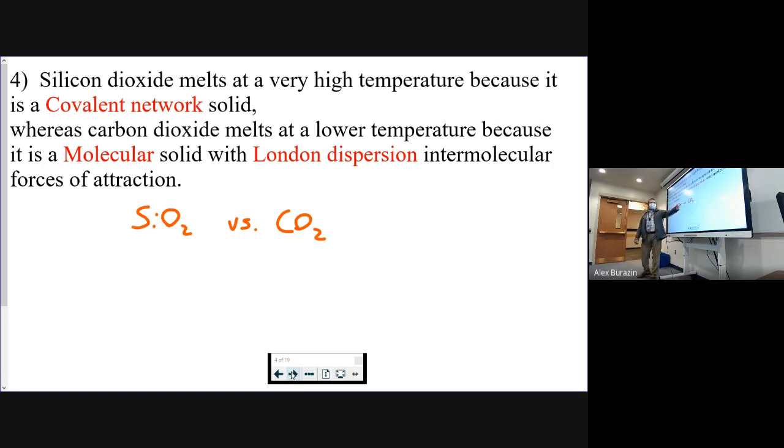But this is glass, and that's like gas. Okay.